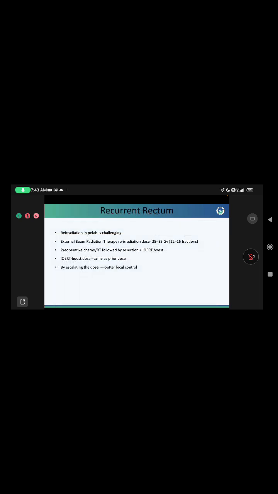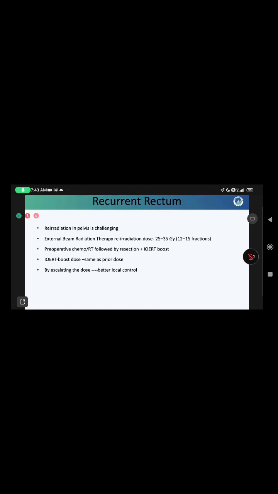In case of recurrent tumors, we all know that the local recurrences in rectum, especially in the presacral region, are the commonest mode of failure. And re-irradiation is a challenge in these places, especially the pelvic region. So here also we can escalate the dose by adding an IOERT boost.